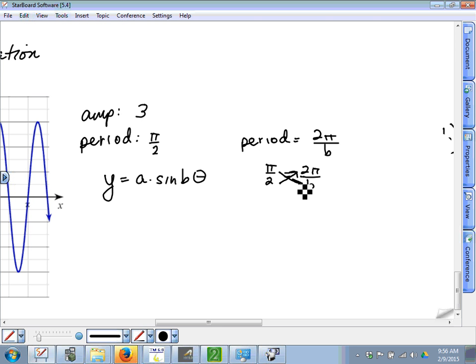It's cross multiplying. That's the mathematical definition of this. Cross multiplying. 2 times 2 pi is 4 pi. Pi times b is pi times b. We're trying to get b by itself, so you divide by pi and cancel it. So yeah, b equals 4. So the equation becomes y equals 3 times the sine of 4 theta. B is 4, so that's the number that goes in front of theta. Okay, we're set up.